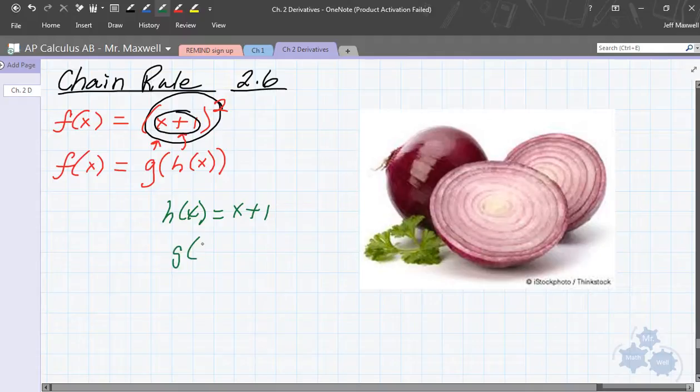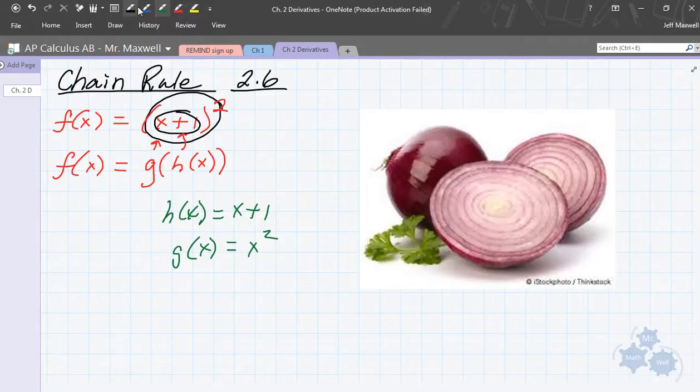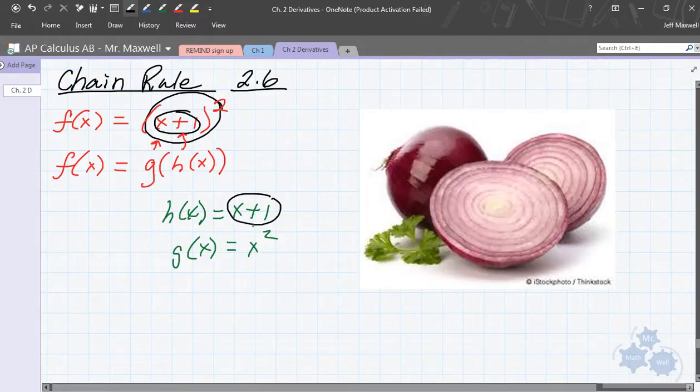What about the g of x? What's the g of x function? Well, if we're talking about the outside function, it's just x squared, isn't it? And so h of x, this x plus 1, goes inside the g of x function. So g of x is the outside function. Okay? And h of x, the inside function, is this part right here. So are we understanding that you could express a function in terms of two or more other functions?